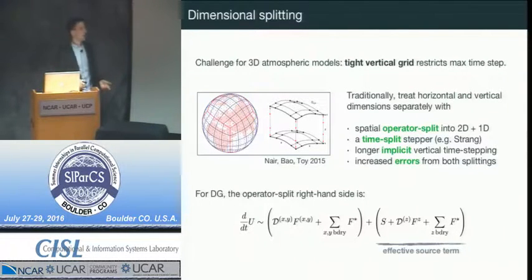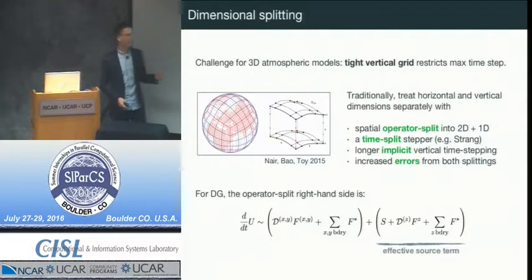What you get by doing this is the ability to use an implicit time stepper in the vertical direction. And without getting too technical, this means you can take much longer time steps while still being stable. So then you can get around this very closely spaced grid point problem. There's always a downside. Here we get some errors from this splitting.